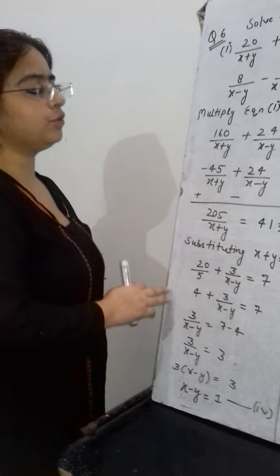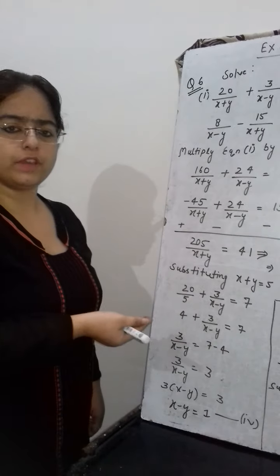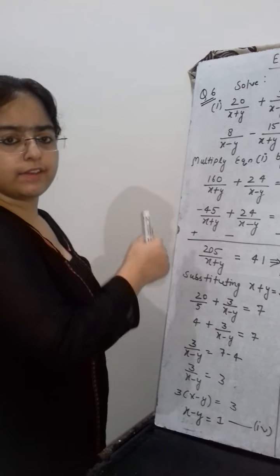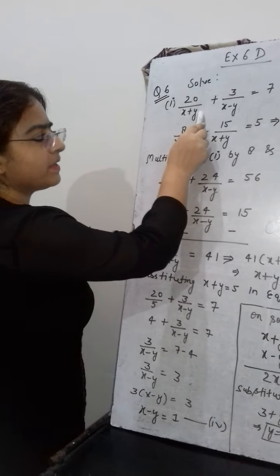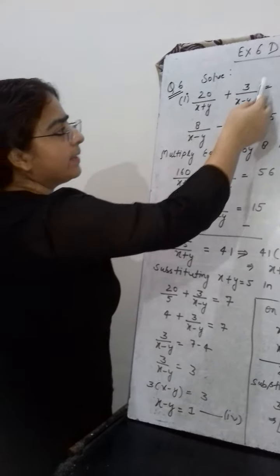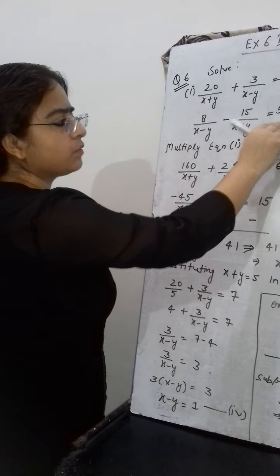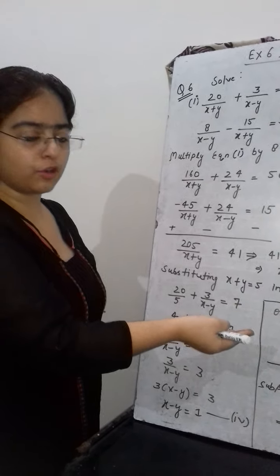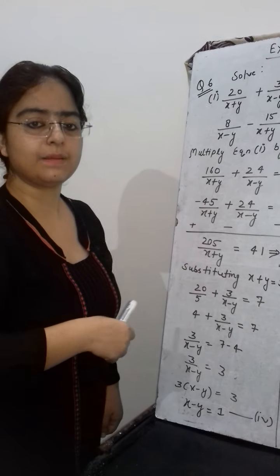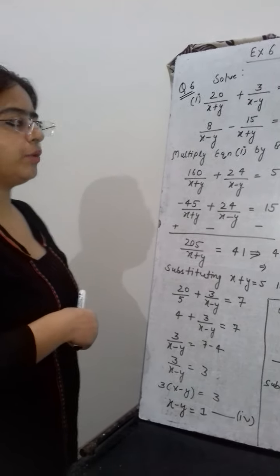So in this way we can do this question, and also we can do this question in the other way by taking 1 upon x plus y equal to a and 1 upon x minus y equal to b. In this way both of these equations will get converted into simpler form and then you can apply this elimination method. So you can do it in any way.